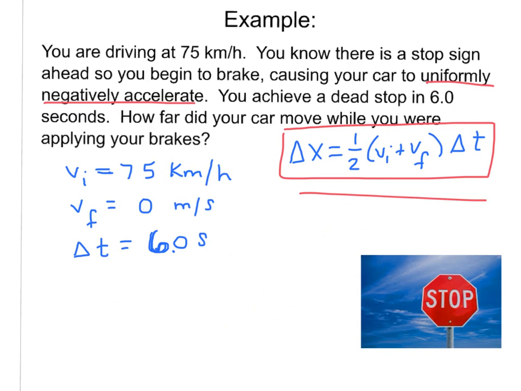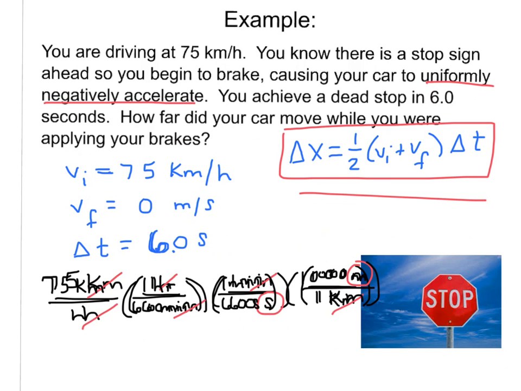So this is the formula I can use. And the variables that I do know: my initial velocity, I'm told, is 75 kilometers per hour. My final velocity at the stop sign, I know, is 0. My change in time, it took me 6 seconds to get there, so it's 6.0 seconds. Now, there should be a big discrepancy that jumps right out at you, and it's the fact that these units do not agree. We need to get the velocity in meters per second. So let's set that up right now.